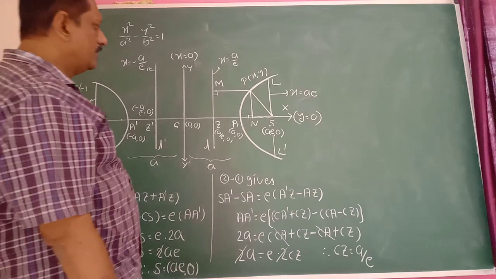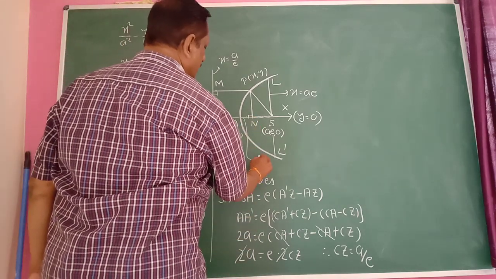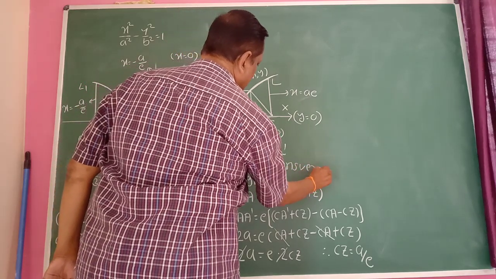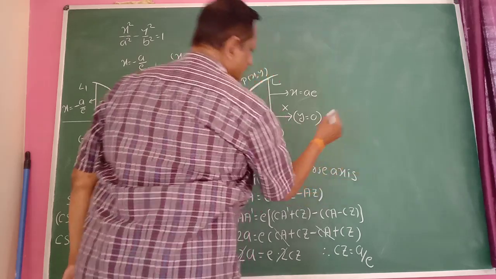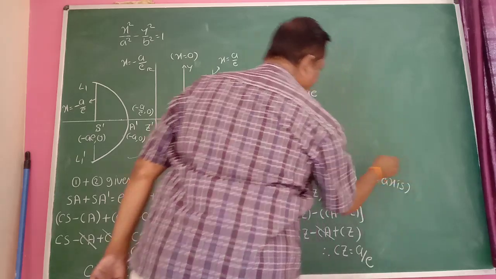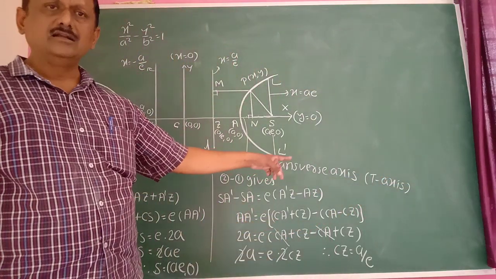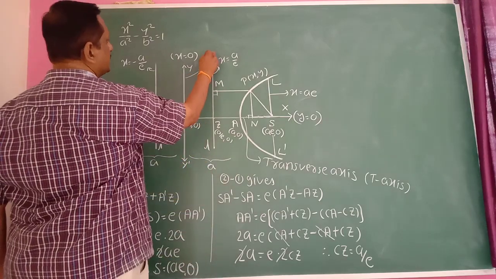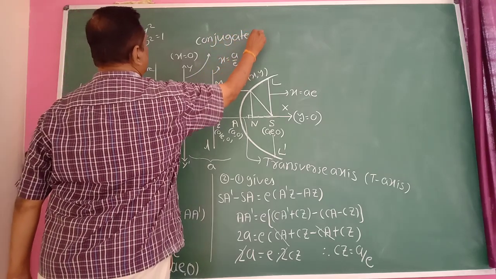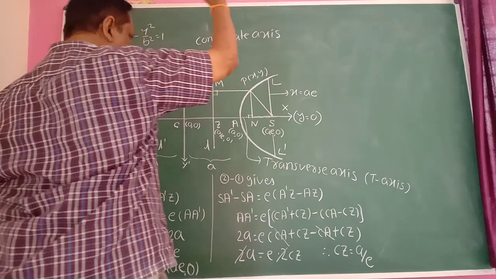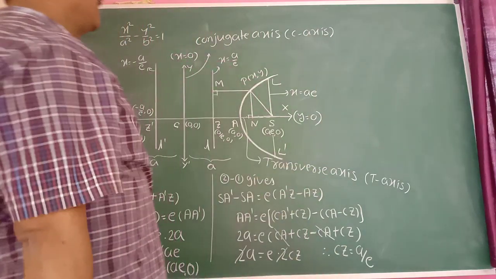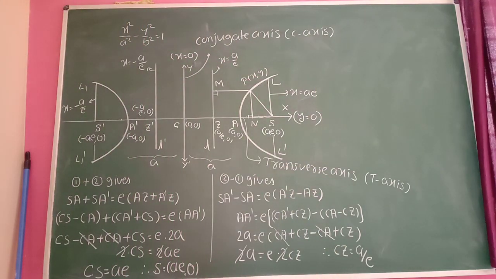In a hyperbola, this x-axis is called the transverse axis. In short form, it is the T-axis. It is also called the T-axis. The x-axis is called the transverse axis, and this y-axis is called the conjugate axis. In short form, it is the C-axis. So C-axis means conjugate axis, T-axis means transverse axis.